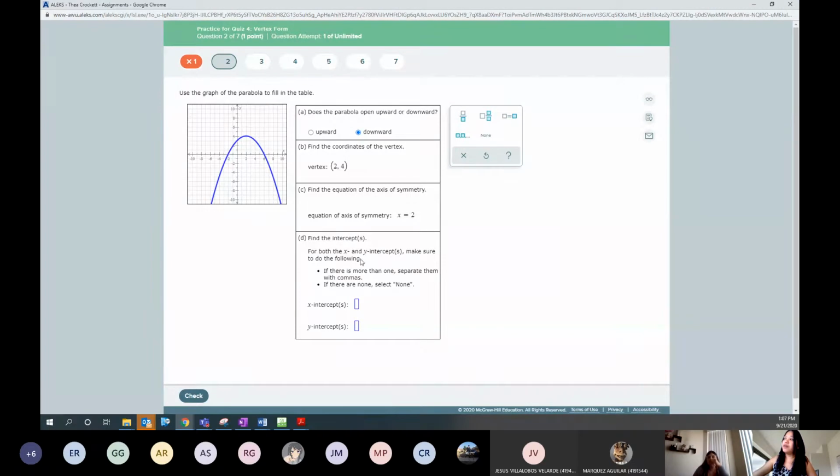Okay, next. What are the intercepts? Where does this graph cross the x-axis? I don't know. I think I need more practice on that, to be honest. Say it again. Miguel said he thinks he needs some more practice on those questions, to be honest. Okay.